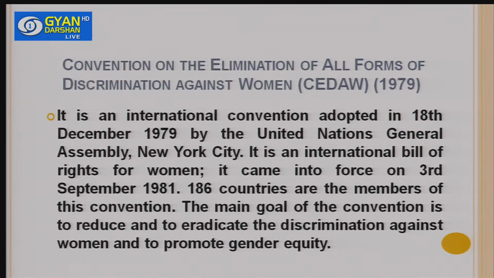This CEDAW convention is an international convention adopted on 18th December 1979 by the United Nations General Assembly in New York City. It is an international bill of rights for women. It came into force on 3rd September 1981. 186 countries are members of this convention. The main goal of the convention is to reduce and eradicate discrimination against women and to promote gender equity.